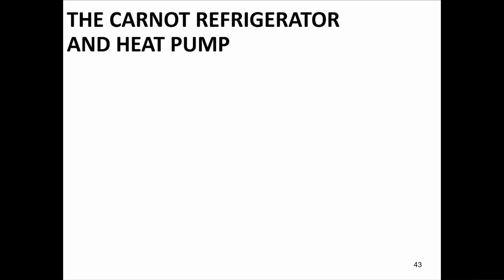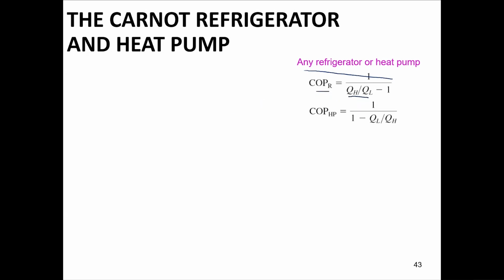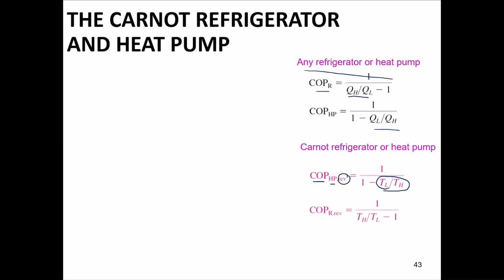The Carnot refrigerator and the heat pump follow essentially the same principle. Any refrigerator or heat pump would have the coefficient of performance in the form of QL over QH for a refrigerator, and similarly QH over QL for a heat pump. For a Carnot refrigerator or heat pump, the COP of the reversible heat pump would be in the form of TH over TH minus TL, and for the reversible refrigerator it would be in the form of TL over TH minus TL.